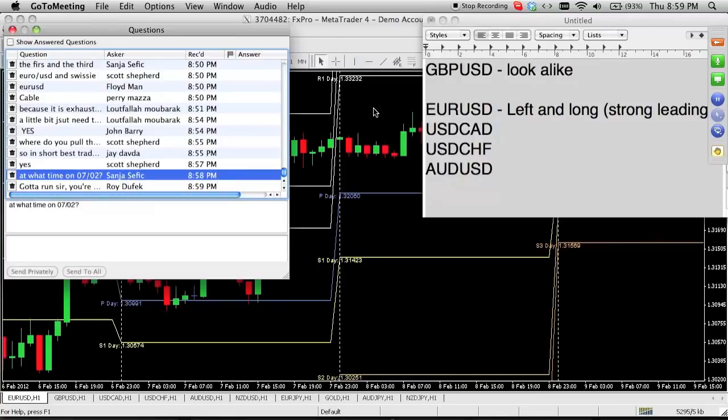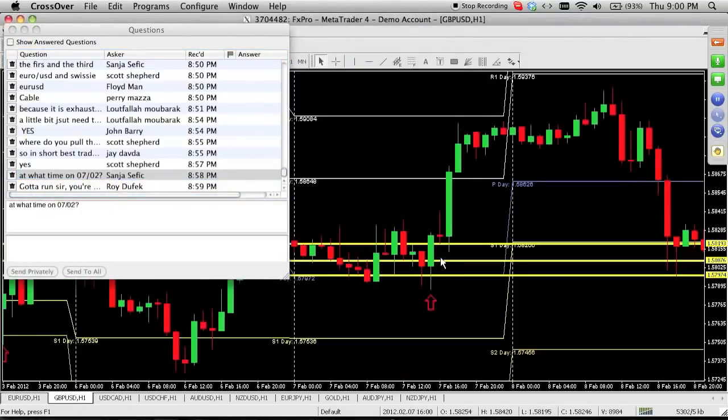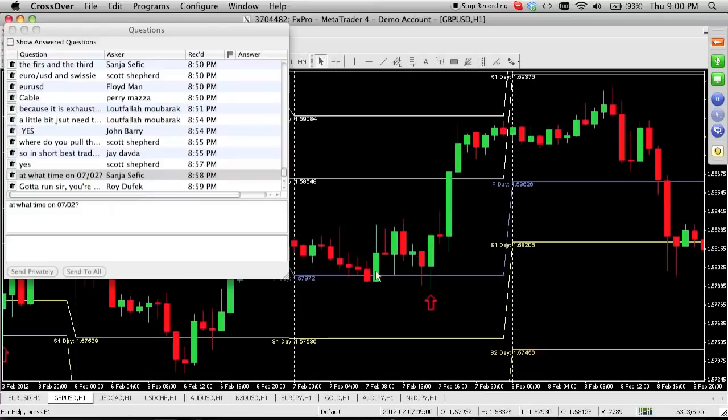February 7th, on my chart, Sanya, it says 1500. Let me show you the candle, how it looks on pound dollar. It's that particular candle. This one right here, the one my arrow is on.